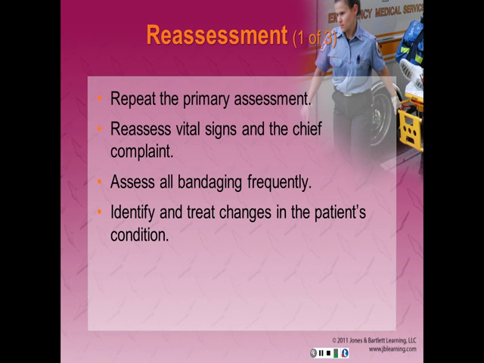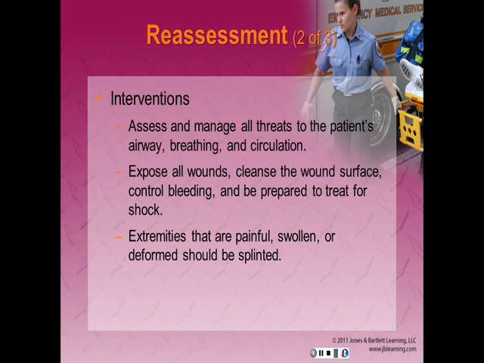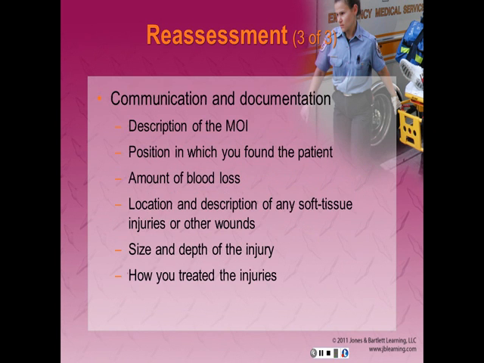Reassess your patient. You need to repeat your primary assessment, reassess your vital signs and the chief complaint, recheck interventions, assess bandaging frequently, and identify and treat changes in condition. Assess and manage all threats to the patient's airway, breathing, and circulation. All patients with closed injuries should receive oxygen via a non-rebreather mask. Expose all wounds, cleanse the wound surface, control bleeding, and be prepared to treat the patient for shock. Extremities that are painful, swollen, or deformed should also be splinted.